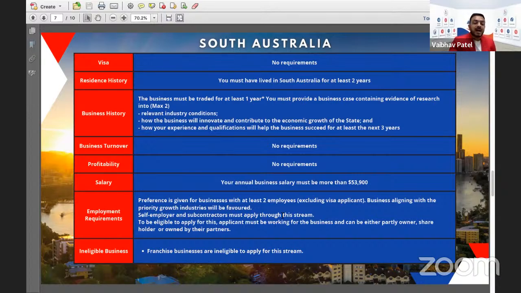Now, franchisees are not eligible for South Australia. South Australia does not accept franchisee businesses. And anyway, it has to be a startup. So if you are taking a franchise, it's not a startup. Therefore, franchisee businesses are not accepted.